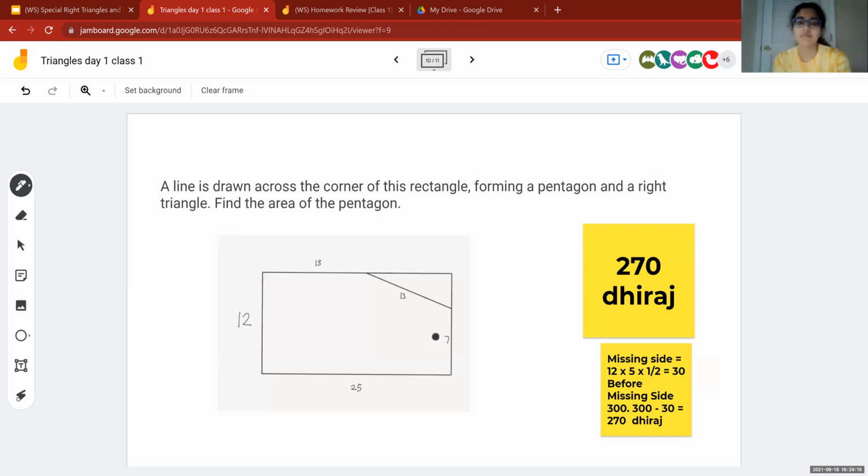Okay, so we said this earlier, but please do not work ahead, although you did that. So a line is drawn across the corner of this rectangle, forming a pentagon and a right triangle. Find the area of the pentagon. So this is a rectangle, and this is the triangle.